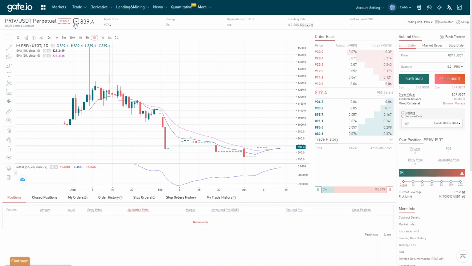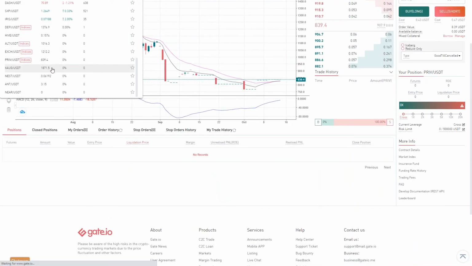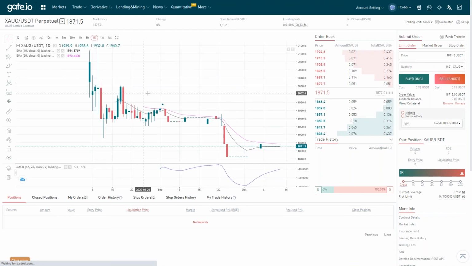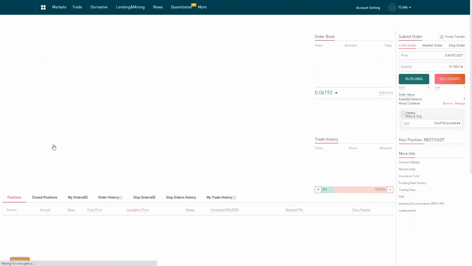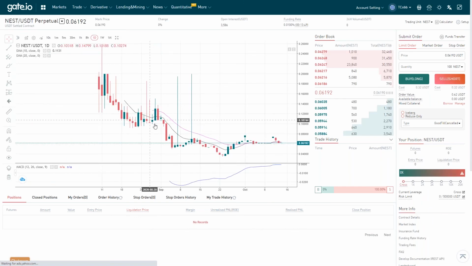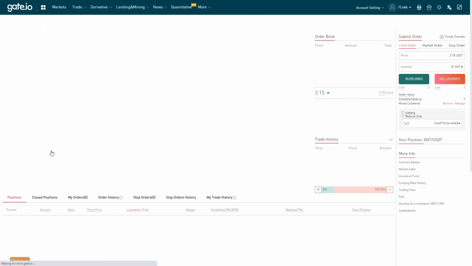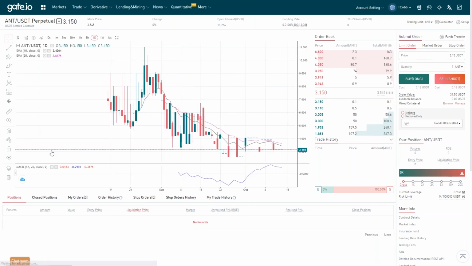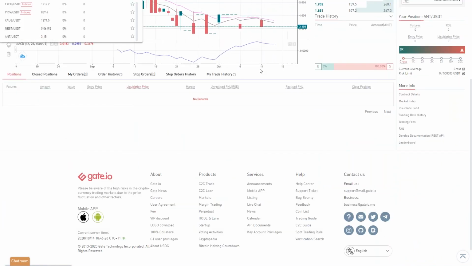Again, not enough volume. And this has got nothing to do with Gate. This is gold. This is gold. There'll be nothing here. Yeah, there's no gold. People don't trade gold in crypto. Not very often. Nest. What is Nest? It's too thin. Again, see this? This is a daily chart. Nobody trading for 5 days. I'm not going to start them. And again, I just want to reiterate, this has got nothing to do with Gate. Ant is a dead dog too.